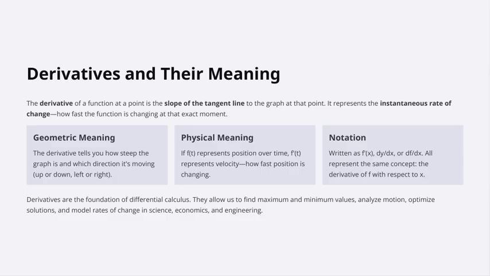Geometrically, this means the derivative shows us how steep the graph is at any given point, and whether it's moving upwards or downwards, or to the left or right. It's like understanding the direction and speed of the graph's slope at that exact spot.